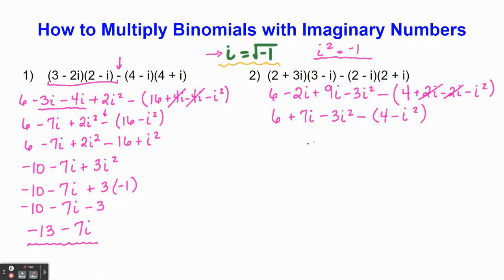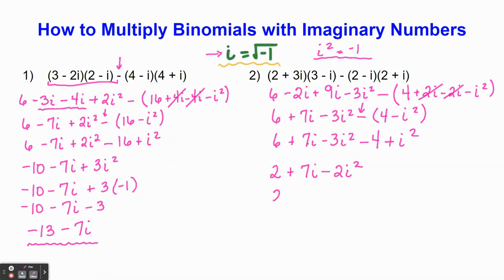And now I'm ready to distribute that minus that's out in front of the parentheses here. So I leave all of the things in front just as they are. And I'll distribute the minus. So -1 times 4 gives me -4. -1 times -i² gives me +i². All right, just like before, we'll combine like terms. The 6 and the -4 give me 2. And then the minus 3i² plus i² gives me -2i².